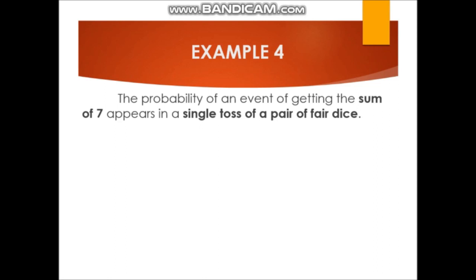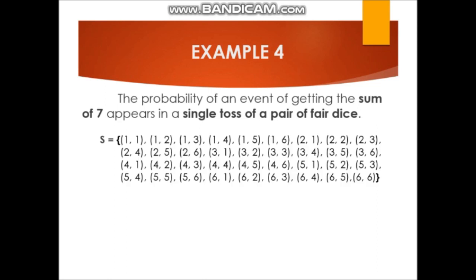Another example given is the probability of an event of getting the sum of 7 appears in a single toss of a pair of fair dice. So based on our discussion previously, in getting the sample space of tossing a dice twice, we have 36 outcomes. And that 36 outcomes is composed of these numbers. So from 1, 1, 1, 2 hanggang 6, 6.